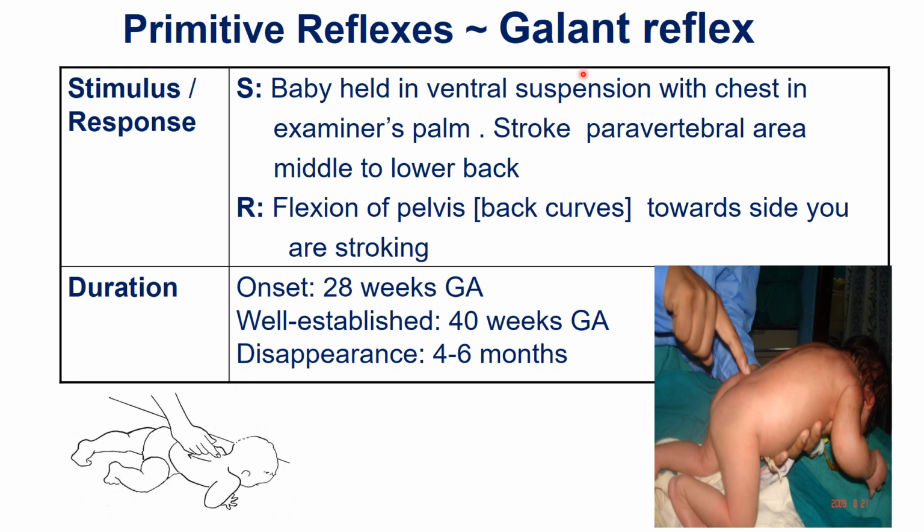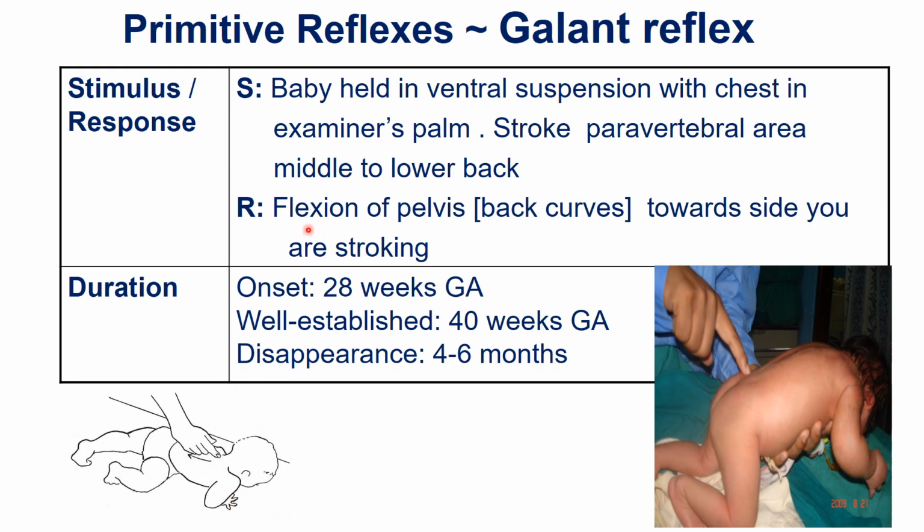Another reflex is gallant reflex. Here the stimulus is, you should hold the baby in a ventral suspension, with the chest in the examiner's palm. So the baby is lying in the palm of the examiner in ventral suspension, and you stroke the paravertebral area, from the middle to the lower back. If you do it in the lying position, you put the baby in a prone position like this, and you stroke the back.